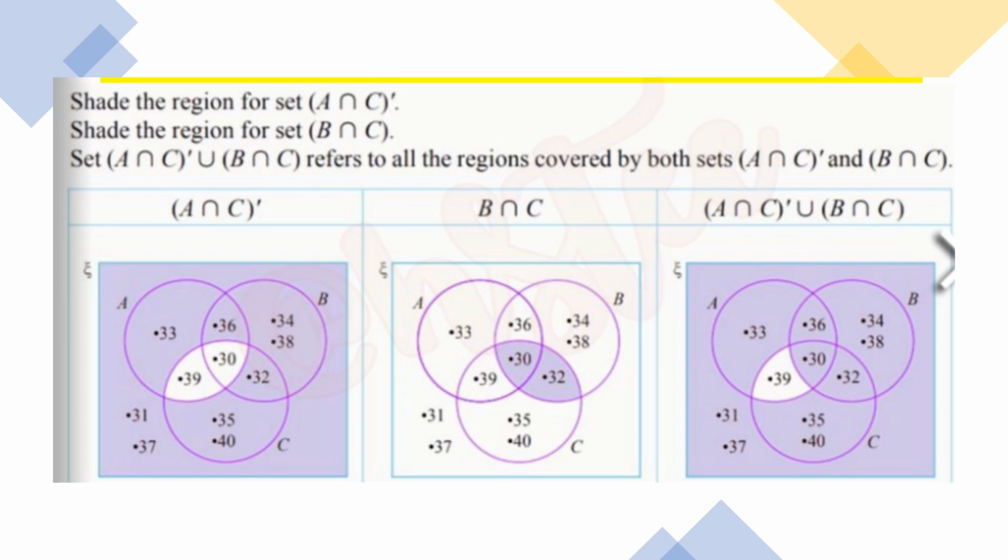Okay, and the second one, B intersect C, meaning the common elements in both B and C, which is 30 and 32. And the last one looks a bit complicated, but it's still the same. So A intersect C complement: A intersect C is 39 and 30, and the complement of that is everything except for 39 and 30. And then B intersect C is 30 and 32. And then the entire union is shaded in purple.